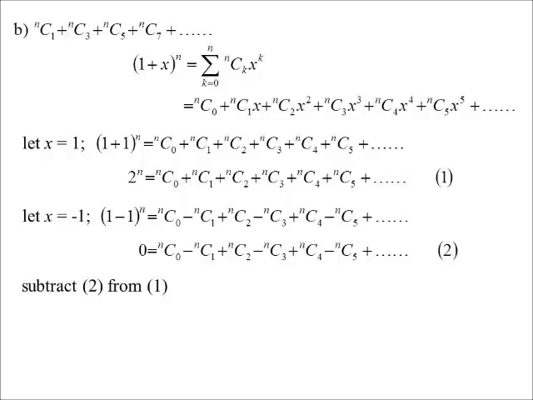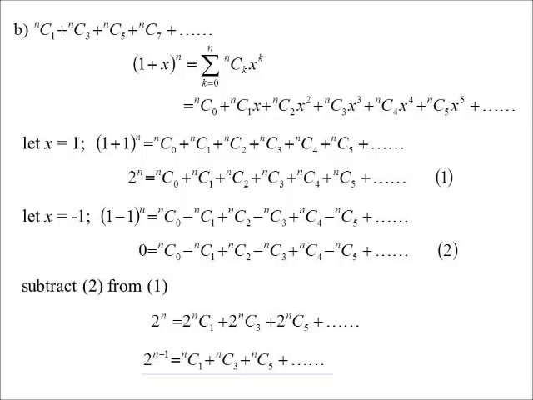So if I subtract them, on the left-hand side, 2 to the power of n minus 0 is 2 to the power of n. nC0 minus nC0, so that one disappears. nC1 minus negative nC1, so I've got 2 lots of nC1. nC2 minus nC2 disappears. So all the even ones disappear, leaving me with 2 lots of all the odd ones. If I divide by 2, I get my result: 2 to the power of n minus 1 will be all the odd coefficients added together.